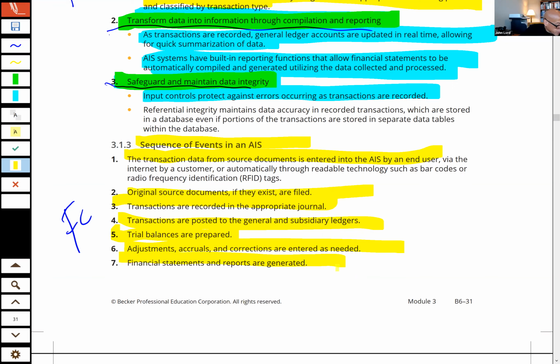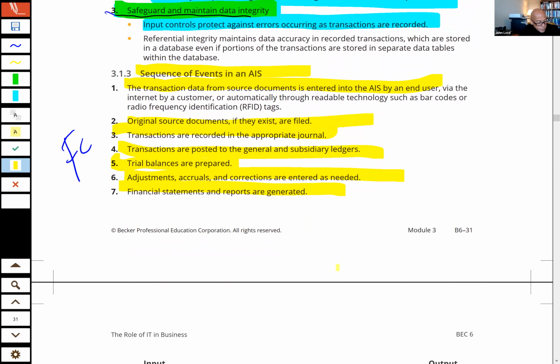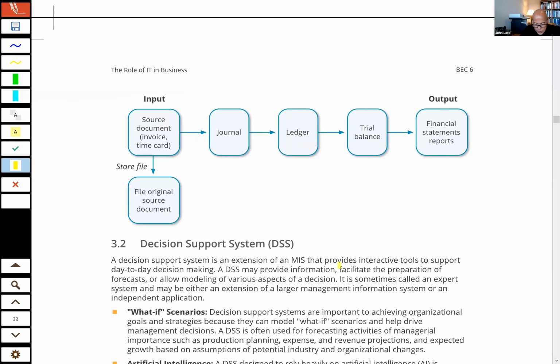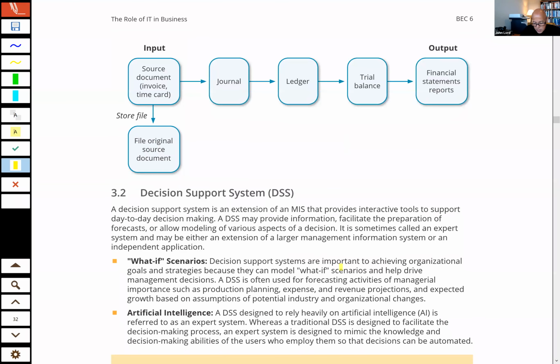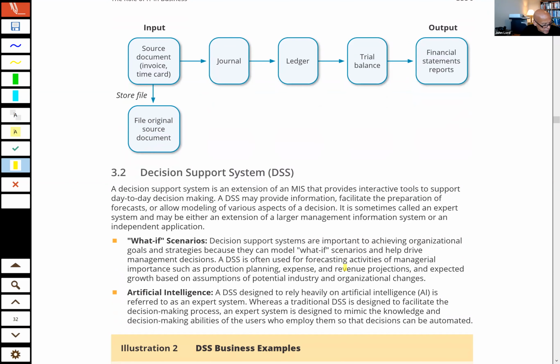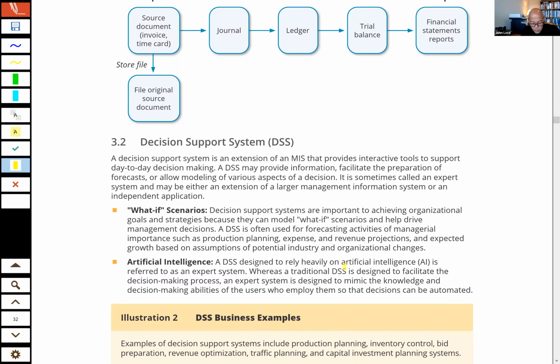Okay, good. Now you come over and take a look, and they give us a visual of this. I don't know that this is necessary for us to spend a lot of time with, but you can kind of see that process here. Okay, good. That's our accounting information system.